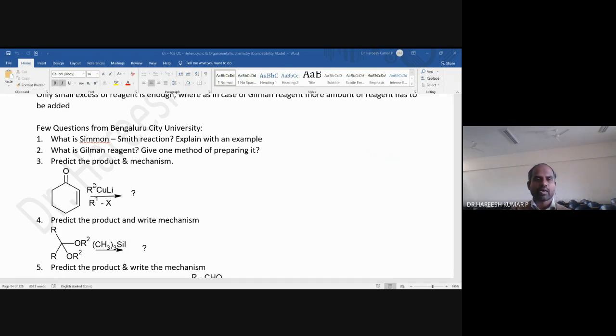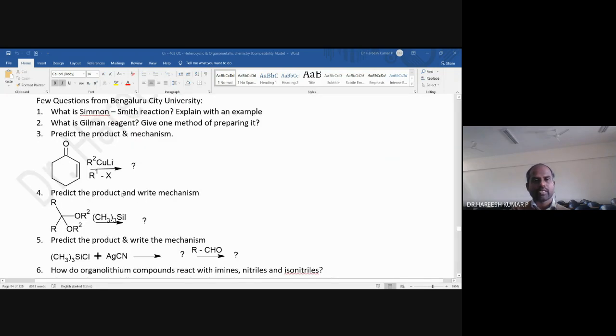You need to write the general product. What will happen? R2 means dialkyl copper lithium. So there will be a new bond formation between this alkyl group and this carbon. Once there is a new bond formation here, this bond pair comes over here, and this bond pair will sit on this oxygen. At a later stage, this bond pair can come over here, and this bond pair can react with this R1. So the product will be R2 substituted here and R1 substituted to this carbon. That will be the product.